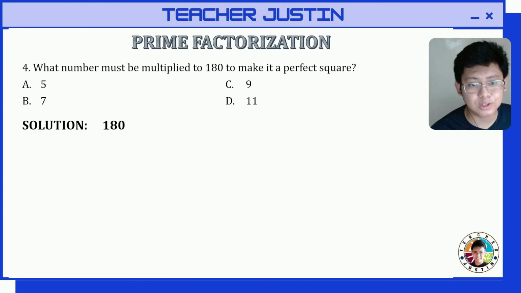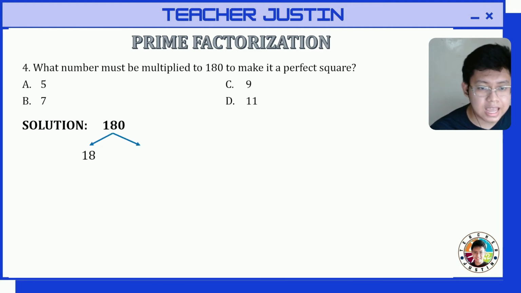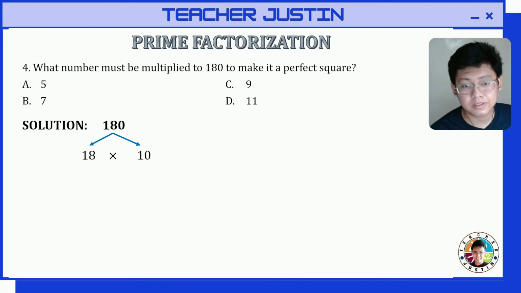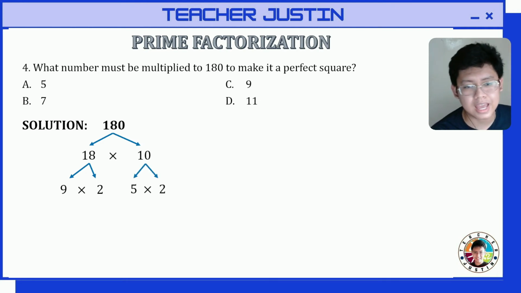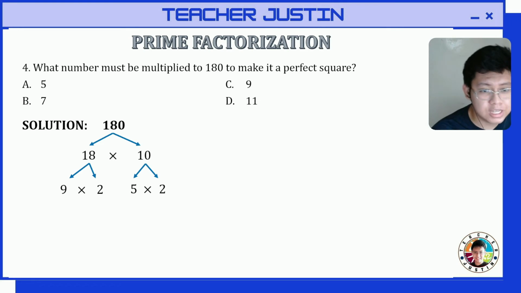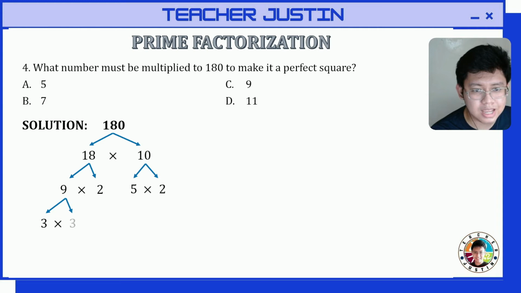So, let's factor 180. Ang factor niya ay pwedeng maging 18 times 10. Tapos, yung 18 and 10, pwede pa natin silang i-factor. So, yung factors ni 18 ay 9 times 2. Tapos, yung factors naman ni 10, pwedeng 5 times 2. Ayan. Now, si 9, pwede pa natin siyang i-factor. So, yung factor niya ay 3 times 3.